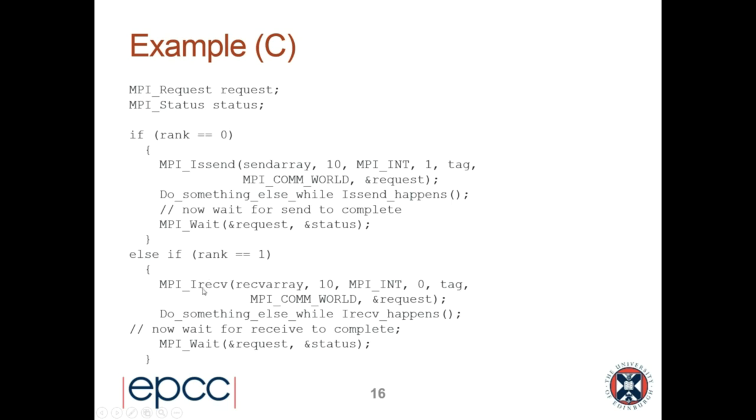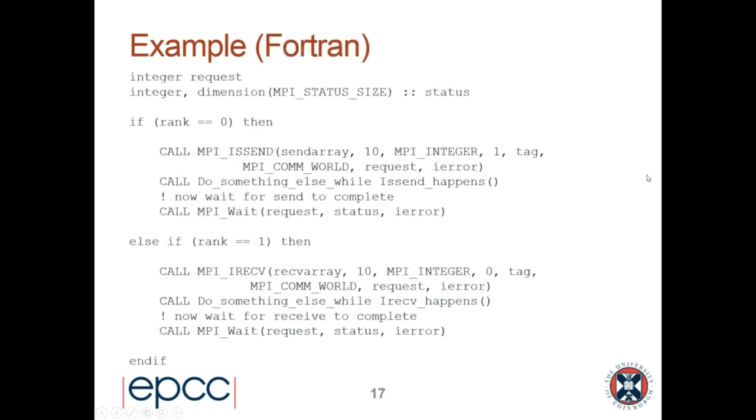If I'm rank 1, I'm saying I want to receive the message. And again, for some unspecified reason, I'm doing it in a non-blocking fashion. Please receive the message, which is 10 integers from rank 0 with this tag in MPI_COMM_WORLD, into the receive array, and give me back the request, which I can later reuse to refer to. I do something else while the receive happens, and later on I come back and wait on that request to finish. When that request is completed, the status will be filled in.